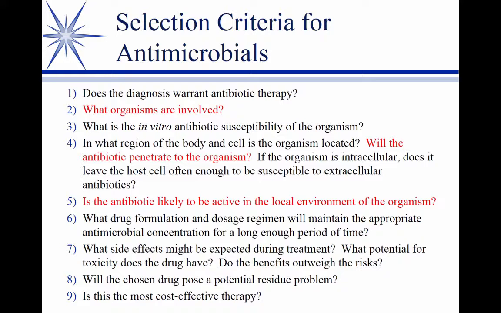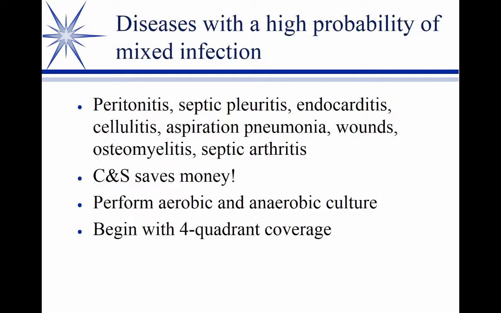The things I've shown in red are the things I think people forget about. Again, the organism involved: they tend to treat the disease tissue and forget what organism may be causing it, and oftentimes that varies. They forget about penetration. I've got to cross the blood-prostate barrier. I've got to enter the milk. I've got to cross the blood-brain barrier. And they forget about those local environments that inactivate. So all of these things go into selecting the most appropriate antimicrobial.